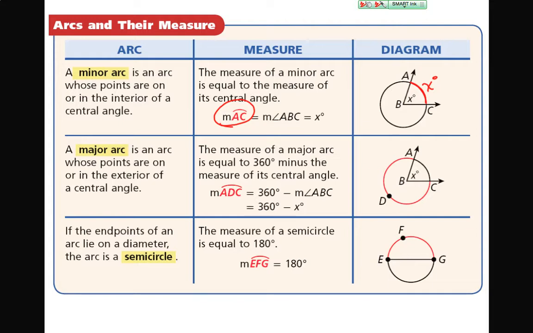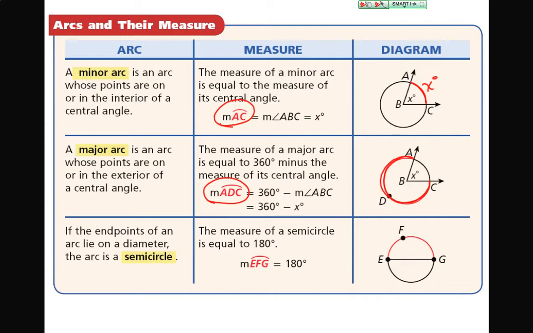A major arc is bigger. So notice its name is longer. That's because you go the long way around on the circle. So A and C are both the endpoints, but looking at the arc, you have to pass through point D. So ADC highlighted in red, that would be the big arc, the major arc. A major arc is going to go more than half of a circle.